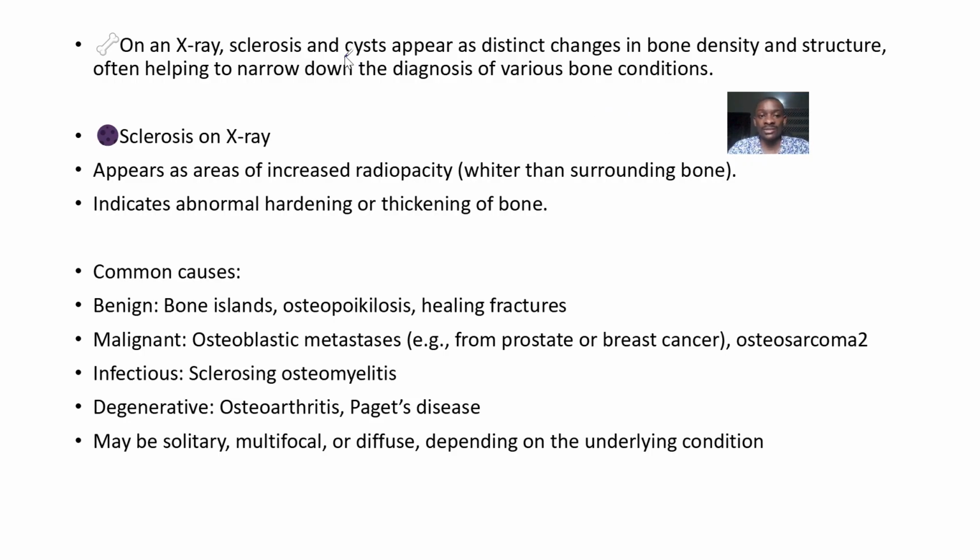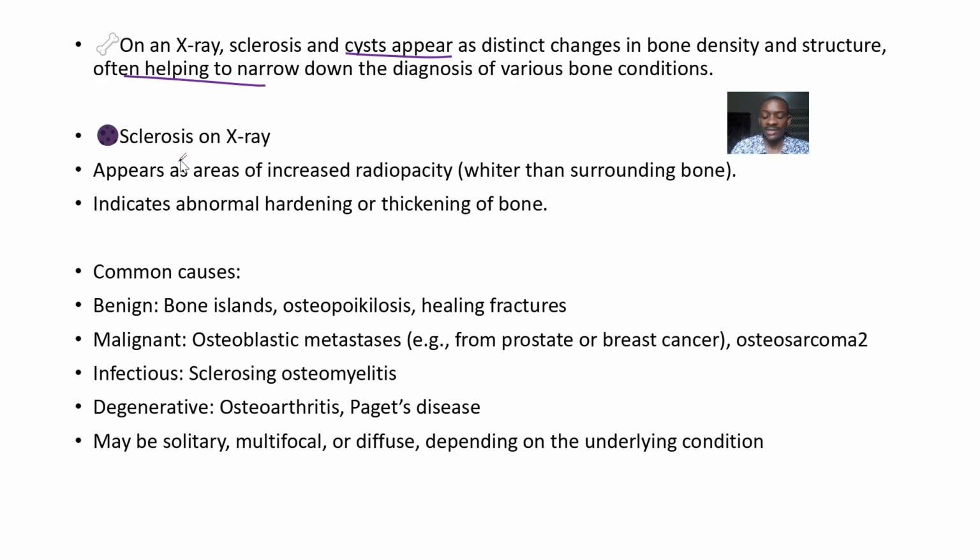So on X-rays, sclerosis and cysts appear as distinct changes in bone density. If you see them, there are issues with what? The mineral composition of that bone. So there's a change in bone density and structure, often helping to narrow down the diagnosis. It will help you further know what is wrong with that patient.